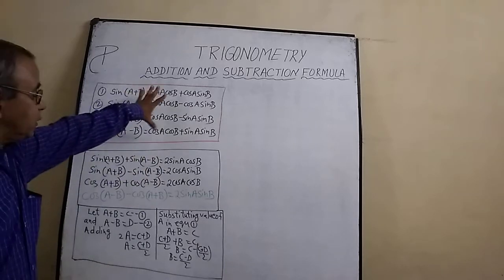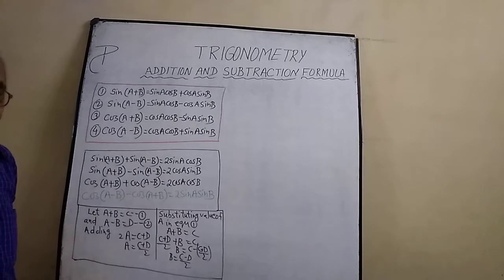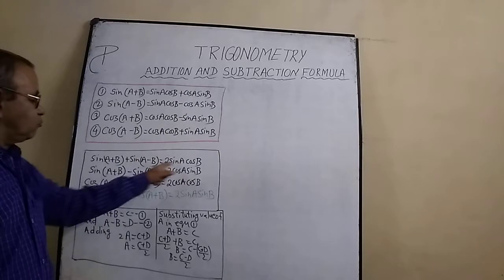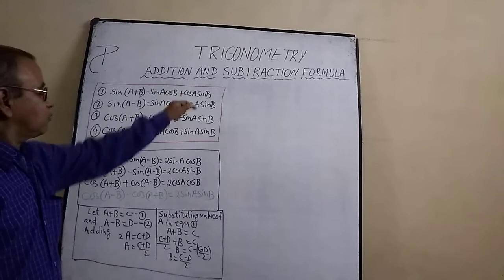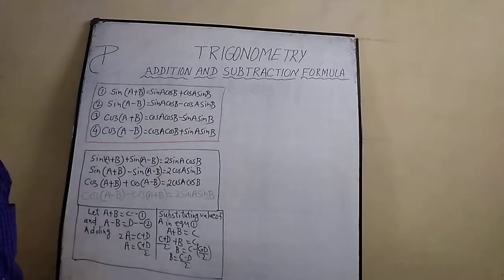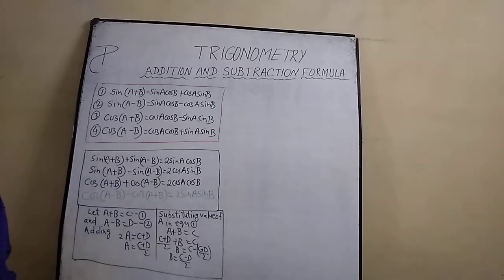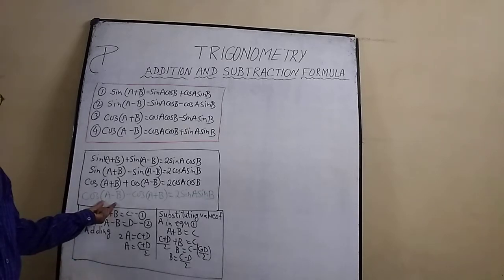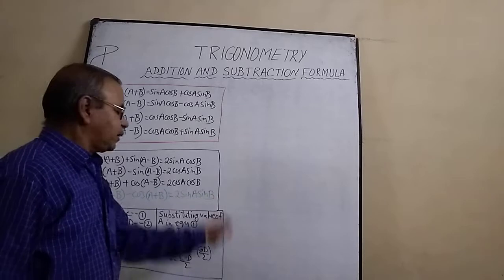From these four relations, we find four more. When we add sin A plus B and sin A minus B, the cos A sin B terms cancel and we get 2 sin A into cos B. When we subtract, we get 2 cos A into sin B. When we add the third and fourth formulas, we get 2 cos A into cos B. And this one is different from the others: cos A minus B minus cos A plus B is equal to 2 sin A into sin B.